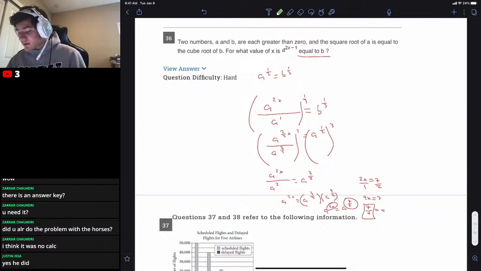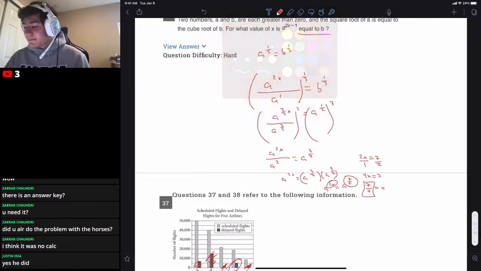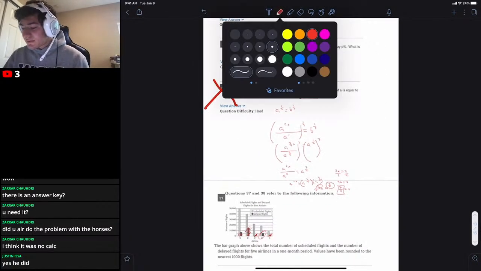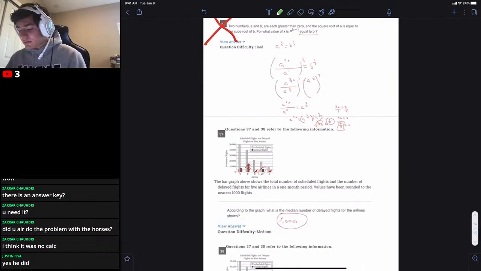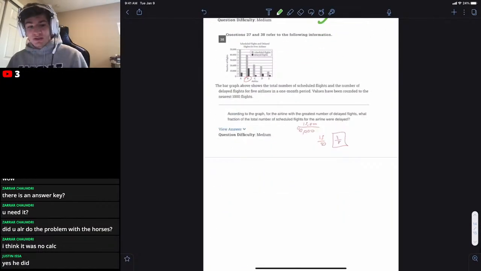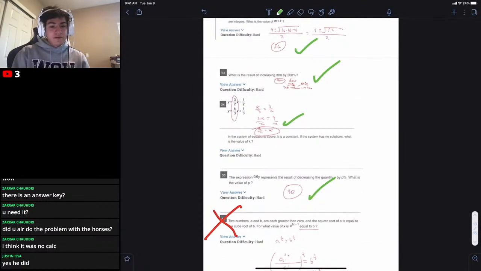I don't know. This one I got wrong, unfortunately. 36 was wrong. Dang it, man. I don't know why I got that one wrong. It didn't seem that difficult. It was hard, but I thought I could have done that one. Oh well. Yep, 5,003/8. Alright. Well, I got all of them but one.